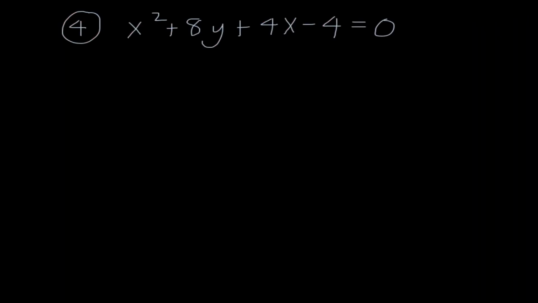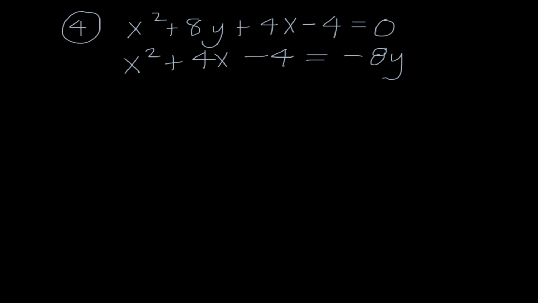Number 4 looks really fun. Yes, that's a little sarcasm from me. But looking at this, I can definitely tell that it is a parabola because one variable is squared. We said that we want to isolate our non-squared variable. So this time, I think it would be easiest to do that by subtracting 8y.